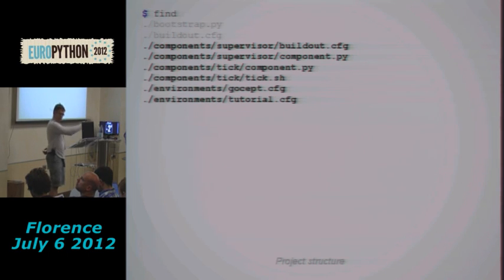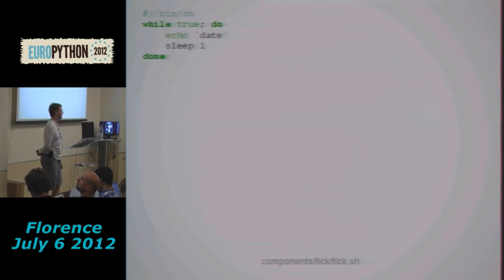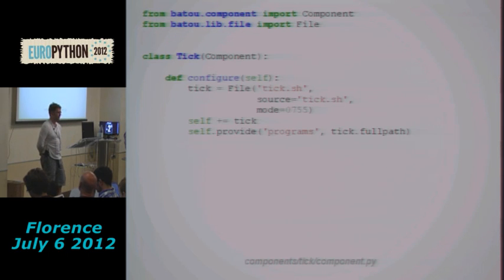This is our long-running program. It's doing something very important. It prints the time every second, and it's going to do that until the end of the universe. This is the component to manage that. It manages the file, makes it executable, and communicates the full path of the executable into a key value store of Bateau.